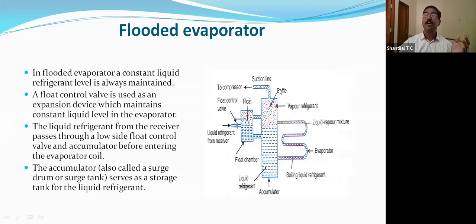Then what is the function of the baffle? Here one baffle is provided. The function of this baffle is to prevent the flow of liquid particles from the bottom to the top. So the baffle is used to prevent the liquid particles. It allows only vapor to flow to the compressor. This is the construction and working of the flooded evaporator.